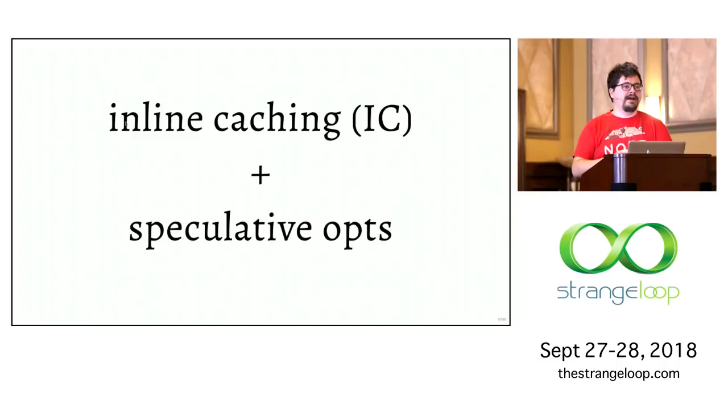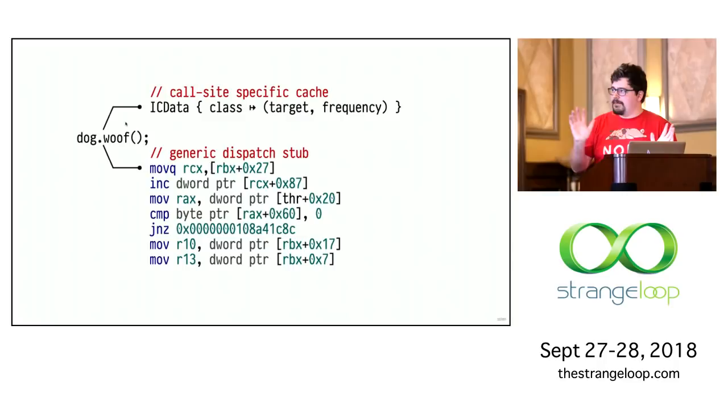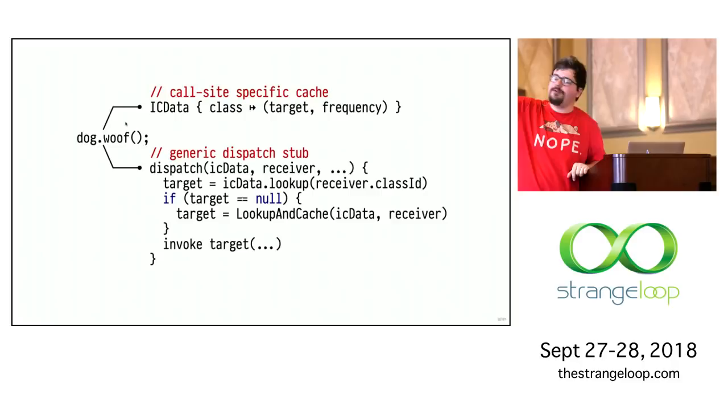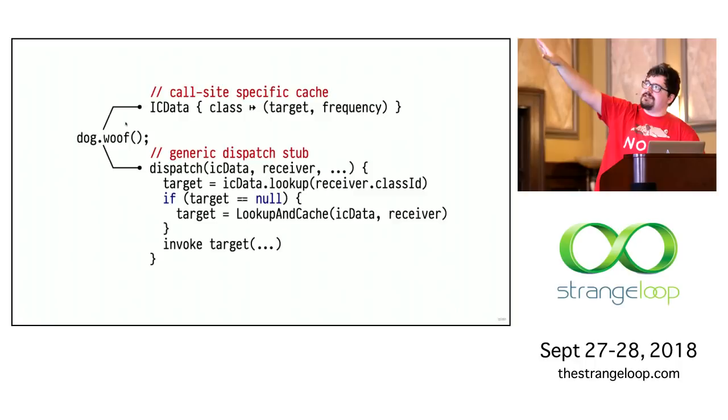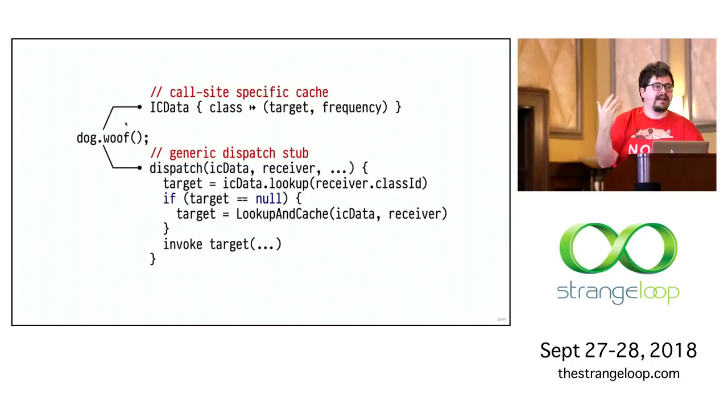So here's some assembly on the slide. The way you collect feedback in the Dart VM is very simple. I have a high-level description. Each call site in the program has two things associated with it. You have some sort of data structure on the site, which will contain the mapping about the classes of the receivers that were observed at this call site and the targets of the method invocation.